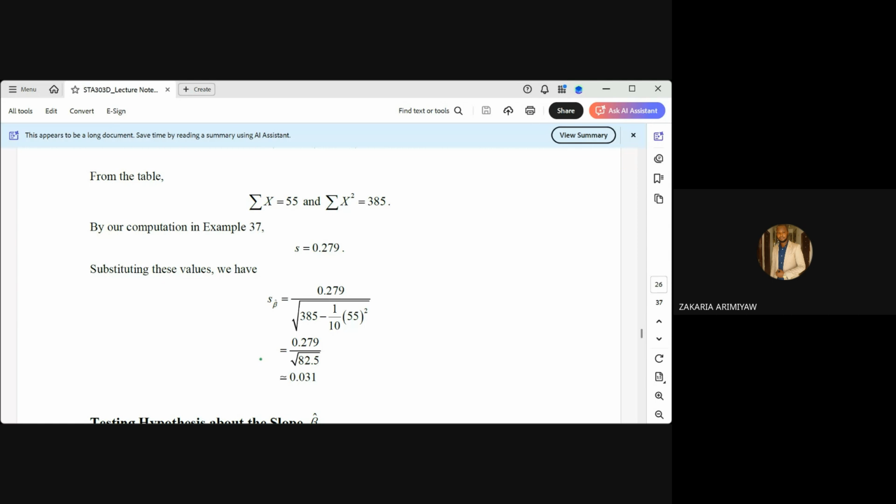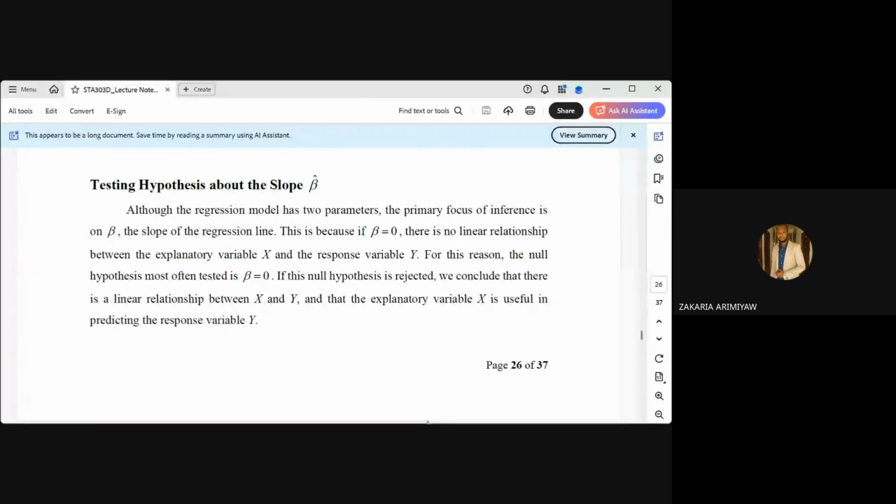So this is how we calculate the standard error of estimate. In fact, all the things that we are doing, the standard error of estimate and then the standard error of beta, are expected to help us to carry out the test for significance. Now that we know how to calculate the standard error of estimate and the standard error of beta cap, we now have what it takes to do hypothesis testing about the beta cap.